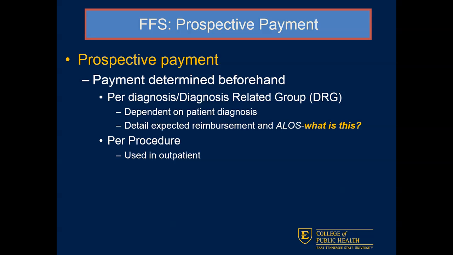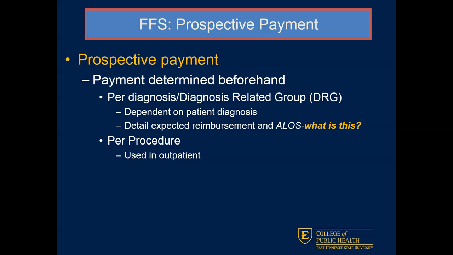So per diagnosis, or your diagnosis related group, your DRGs, is going to be dependent on the patient's diagnosis. So when you go in to see your provider, they're going to assign a DRG code to you, and we'll talk about that here in a couple slides when we talk about coding issues. But Medicare is going to pay the prospective payment by way of the DRG. That's where DRGs come from. They come from Centers for Medicare and Medicaid. This is all set up through them, and they pay on DRGs, or the diagnostic related group.